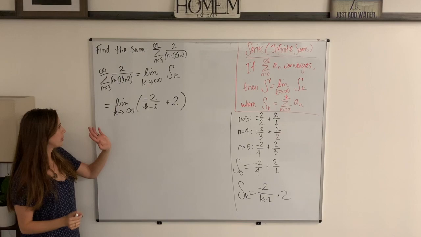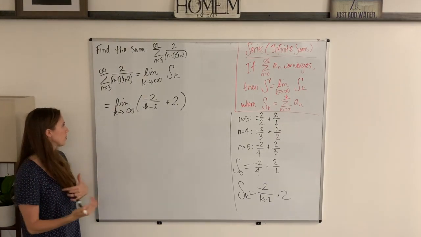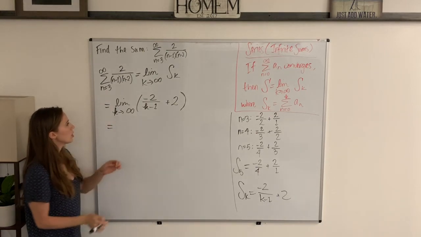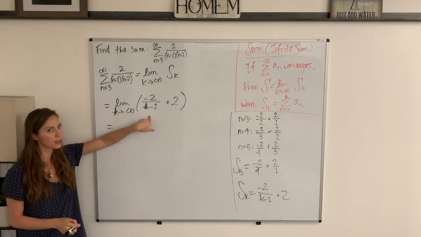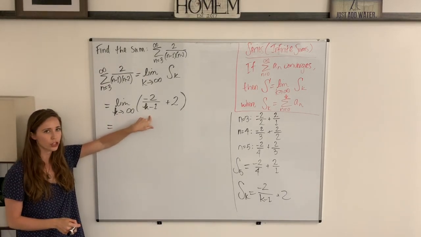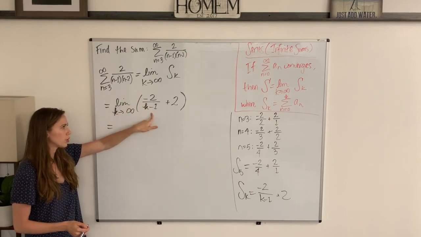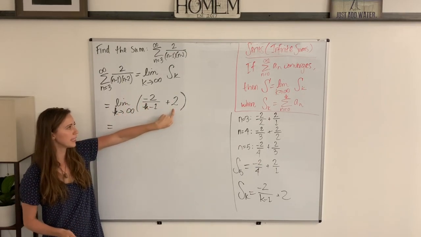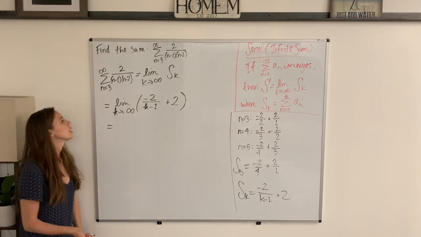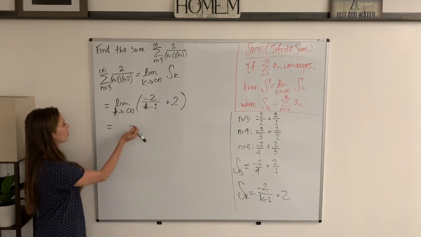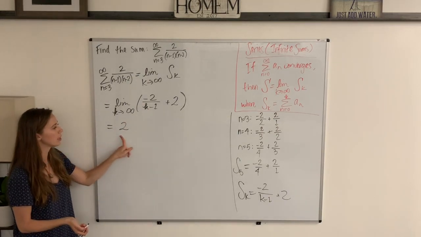And so we're going to think about what happens to each of these terms as k goes to infinity. As k gets larger and larger, the denominator of this fraction is going to get larger and larger. And this is going to go to 0, this first term. And then this is a constant, and so it's going to stay 2. And so we're going to get 2. So the sum of this infinite series is 2.